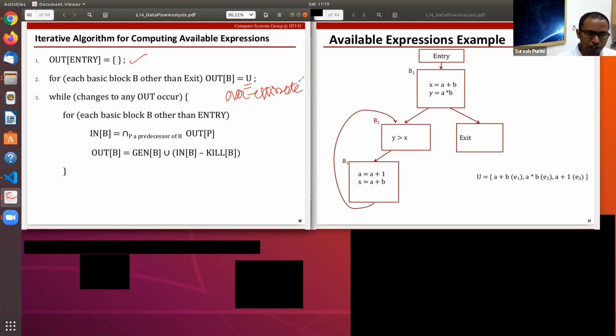And then what we do is, for every, this is the micro iteration, and this is the macro iteration. Within a macro iteration, we visit all the basic blocks. And visiting each basic block is like a micro iteration.